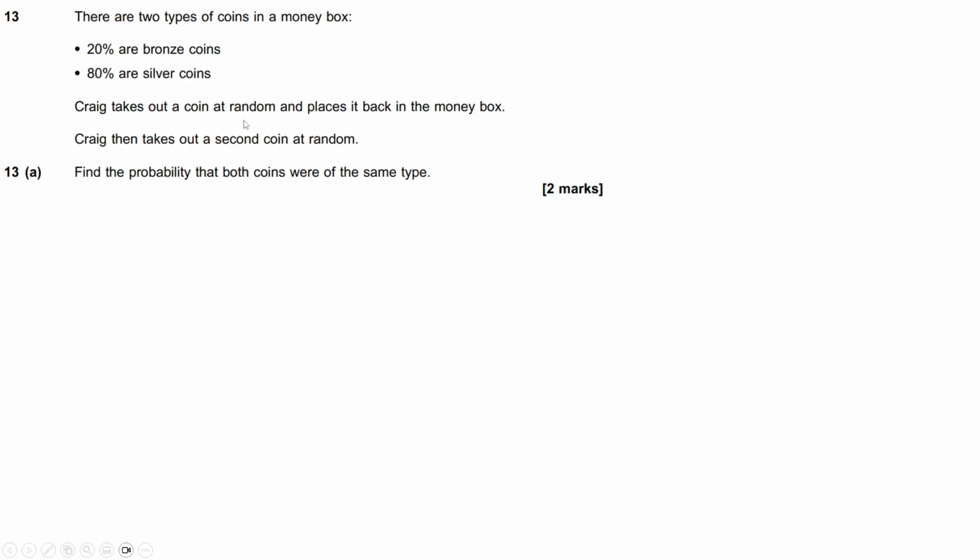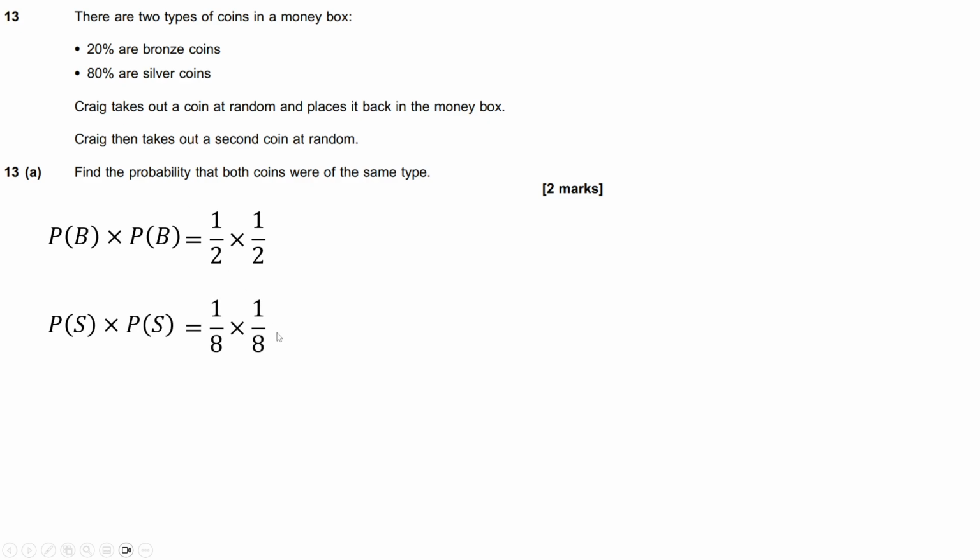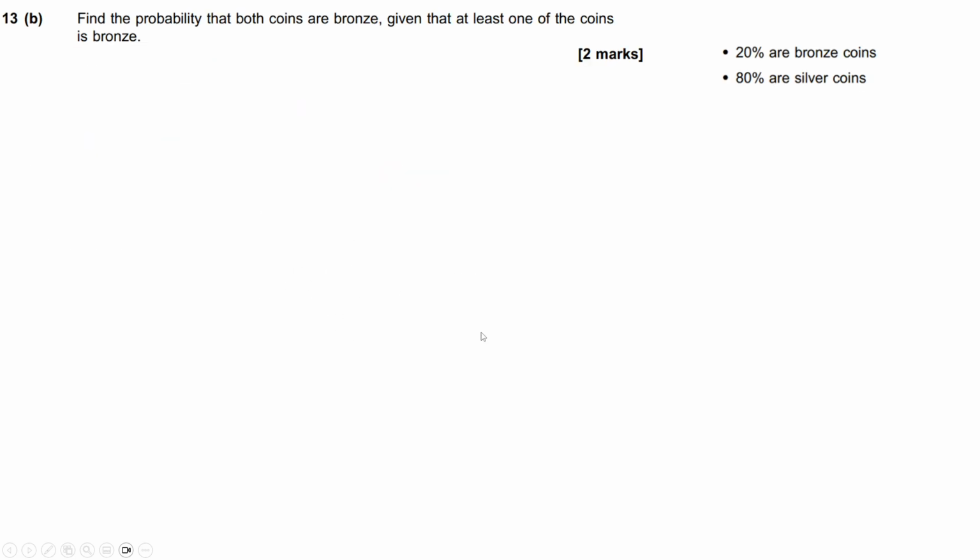So we've got 2 types of coin in a box, and we want to find the probability that they're both of the same type. So you could either get 2 bronzes or 2 silvers. So a half times a half, or a quarter, sorry, an eighth times an eighth. And we're adding them together because we're getting this or this. That's just simple GCSE maths.